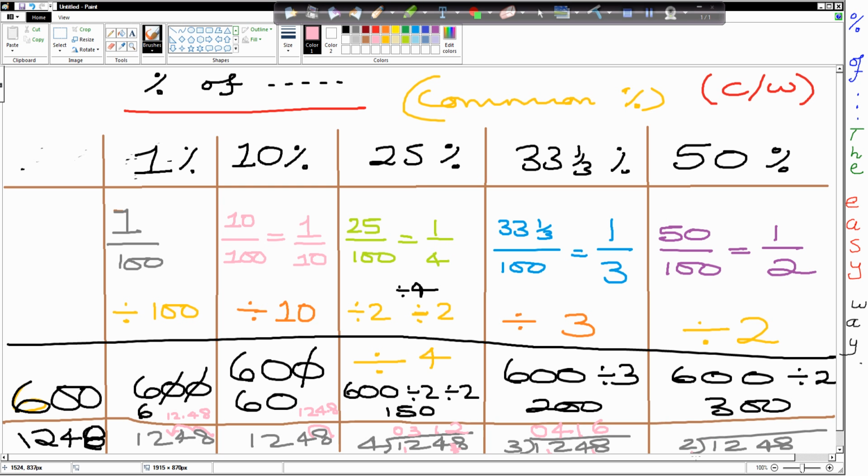You've done it? So to work out 50% of 1248, we divide it by 2. 2 into 1 is nothing, remainder 1. 2 into 12 is 6. 2 into 4 is 2. 2 into 8 is 4. And that's the end of the question that you've been given to do.